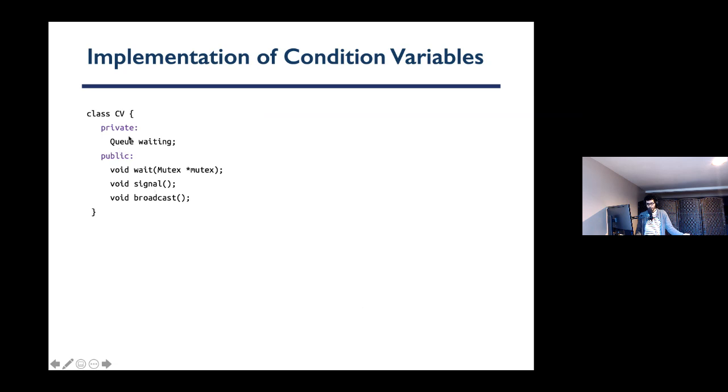Now I have a question. Why don't I have a spin lock, for example, like the one that I had with the mutex and with the semaphore? There was a spin lock. Why don't I need any spin lock here? Can anybody guess?